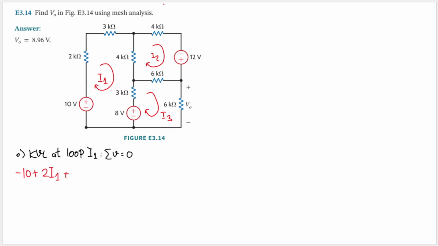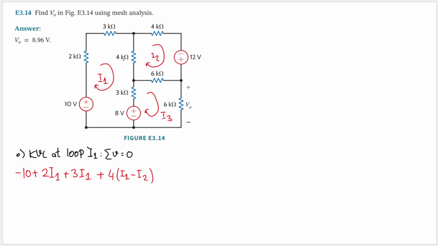And now let's move on to this 3 kilo ohm resistor, so we'll have 3, and the only current that pass through it is also I1. Good. Now let's do this 4 kilo ohm resistor, but there are two currents that pass through it. I1 is going down, I2 is going up. But here we are working on loop I1, so we will multiply it by I1 first, and then I2 is going to the opposite direction, so we'll have minus I2.